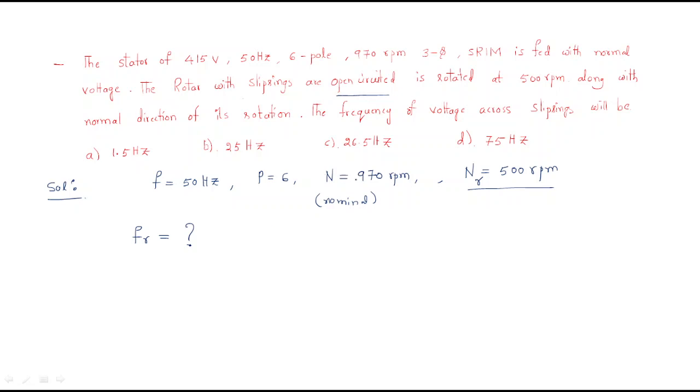But what speed should you take? This is the normal speed, and this is the particular condition where the slip rings are open circuited. His question is about the slip rings being open circuited, so that is why we should use this speed. For that, you should find the rotor frequency.